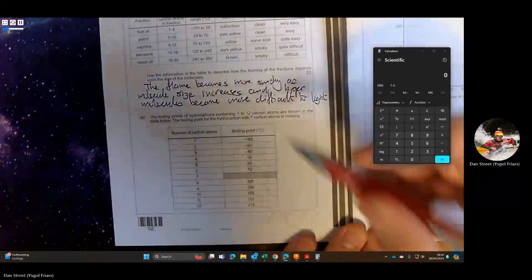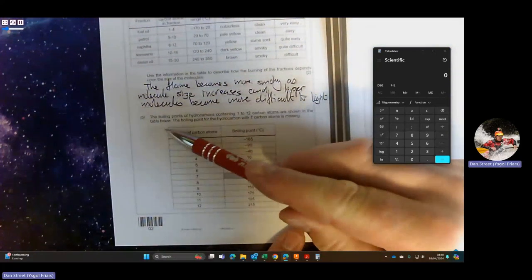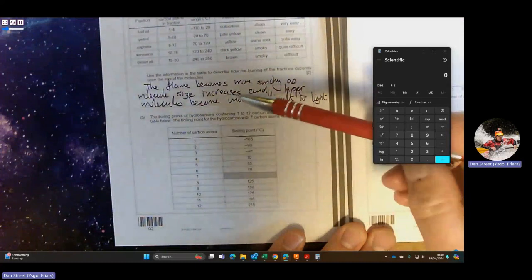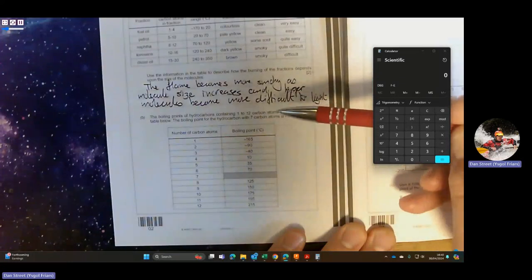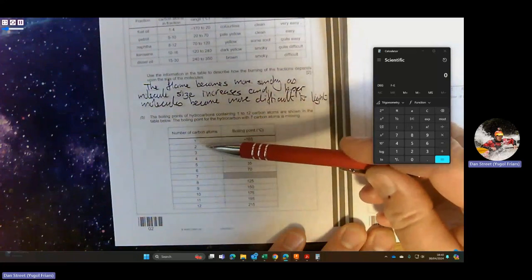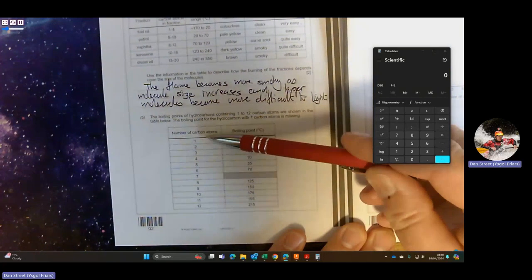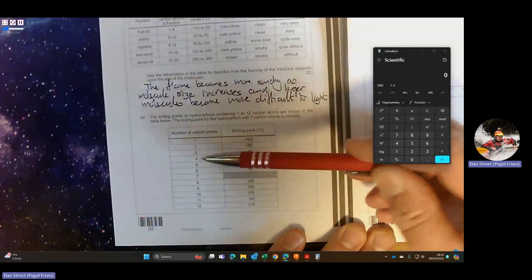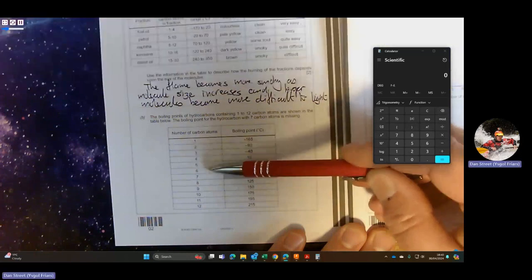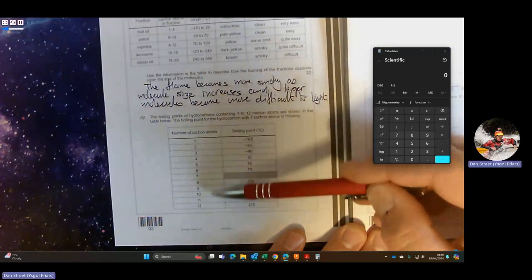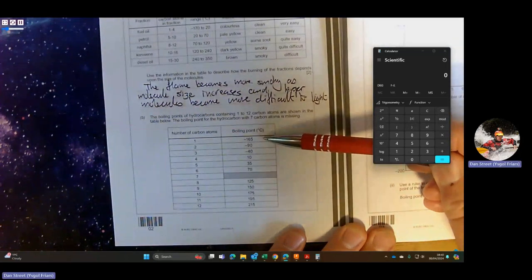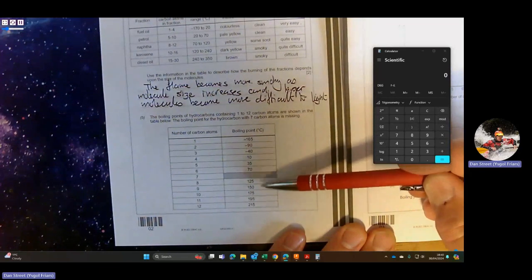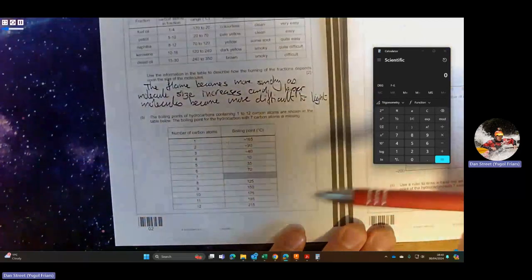Now moving on, the boiling points of the hydrocarbons containing 1 to 12 carbon atoms are shown in the table below. The boiling point for the hydrocarbon with 7 carbon atoms is missing. These are more than likely the alkanes: methane, ethane, propane, butane, pentane, hexane, heptane, octane, and so on. The boiling point starts off very low, and as the molecules get bigger and bigger, the boiling point increases, which agrees with the information up here.